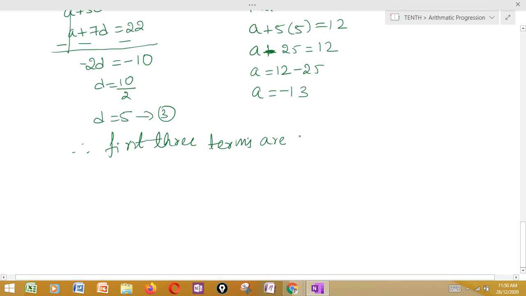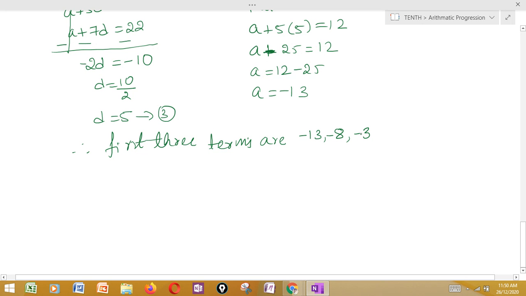The first one is minus 13. Then how can you get the next term? Plus 5. You have to add the difference. How much will you get? Minus 8. Minus 8 plus 5.